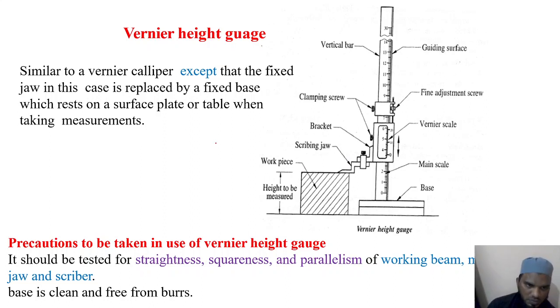What precautions should you take in this? Straightness, squareness and parallelism of the work beam, measuring jaw and the scriber. The base should be clean, because if the base is not clean, the object whose height you are measuring may be tilted to some extent. Because of that, on one side you will find more height, on the other side less height, so the surface should be clean and free from burrs.